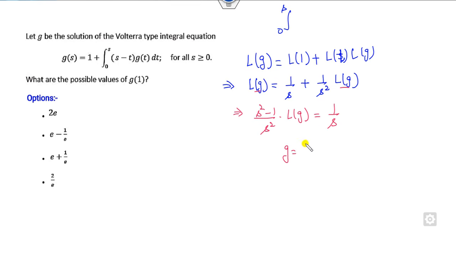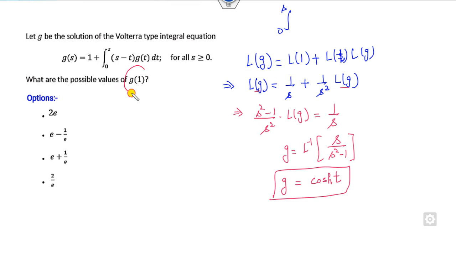So I can take this as cancelled out. So it will be s over s square minus 1. What is that? This is cos hyperbolic t. This is the Laplace of the g. Now we need to find the g of 1. So what is the g of 1?